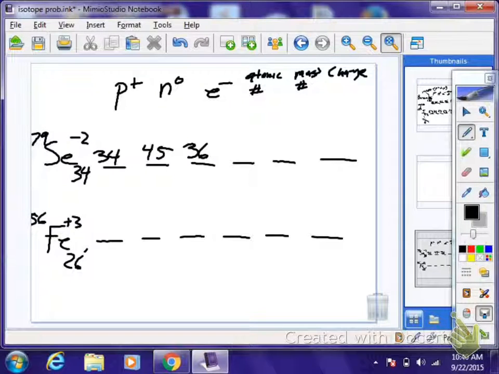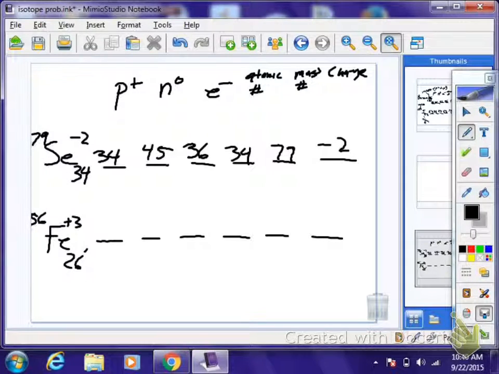The protons can never, ever change. You never change how many protons you have to base the charge off of. You always change the number of electrons. So if I have a -2, I have 2 more electrons. If I have a -1, I have 1 more electron. Atomic number is 34. Mass number is 79. The charge, of course, is -2.